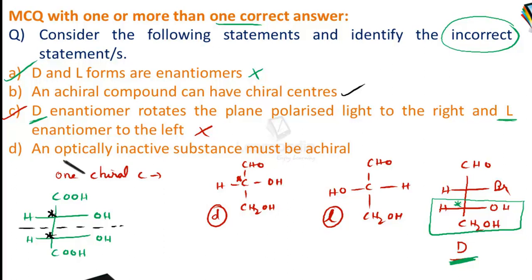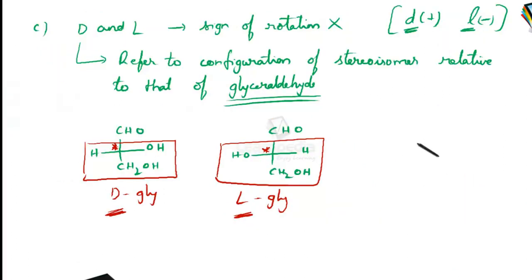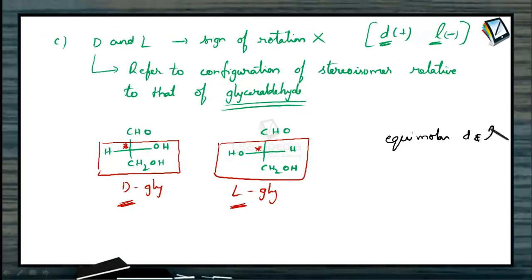So let's move to the last one. An optically inactive substance must be achiral. For example, what is a racemic mixture? It is nothing but the equimolar mixture of both the dextro form and the levo form, as both are present in equal concentration. So the net optical activity of this particular mixture is equal to 0. So even though the individual molecules have chiral centers, as both the molecules are present in equimolar concentration, the net optical activity is 0.